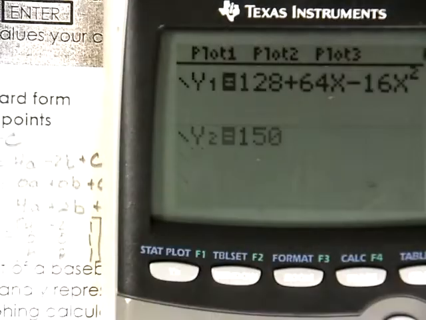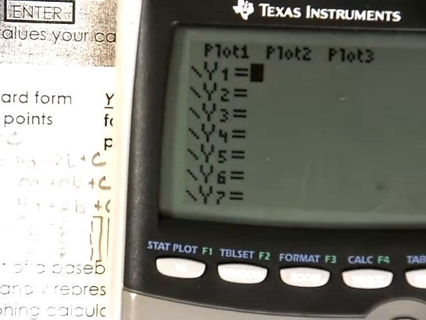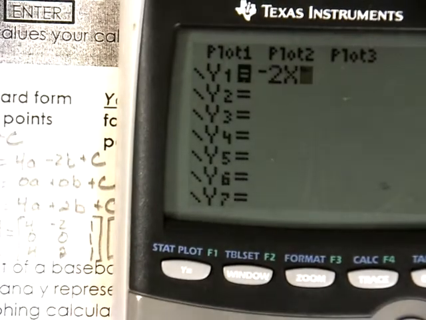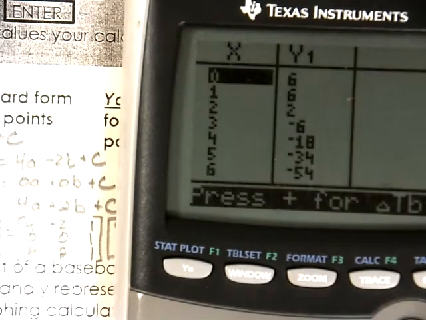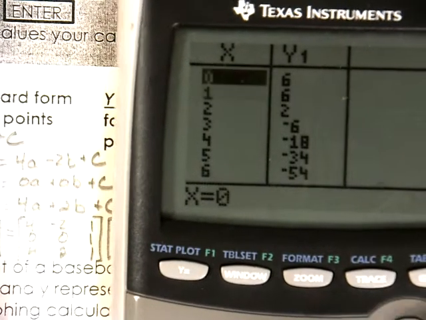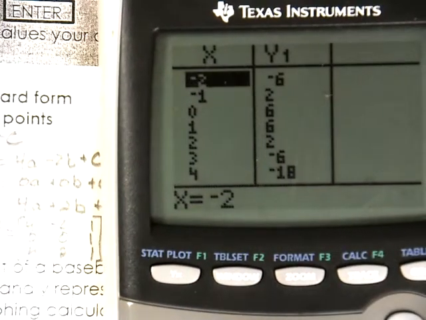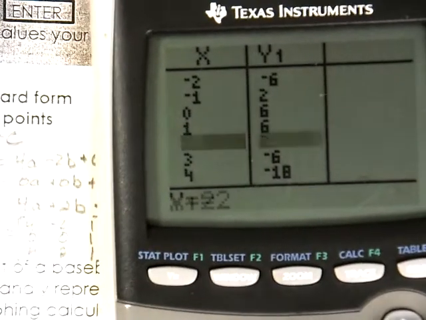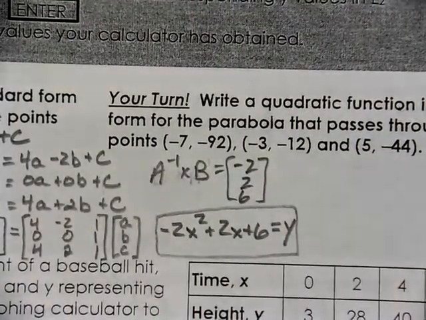If you would want to type that equation into your calculator, you could see that the table produced exactly what we're talking about. At 0, it gave us a 6. At -2, it gave us a -6. And at +2, it gave us a +2. So that's a good way for you to check to see if your equation is correct.